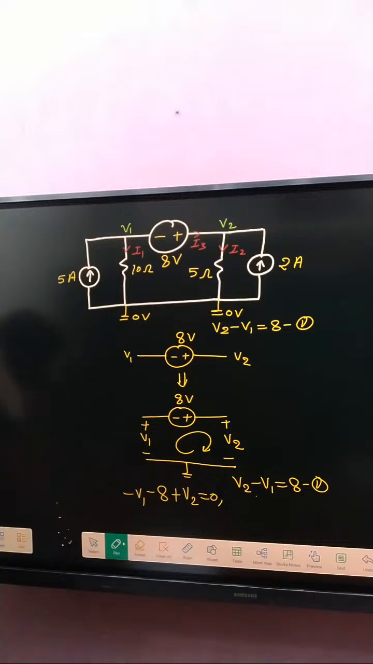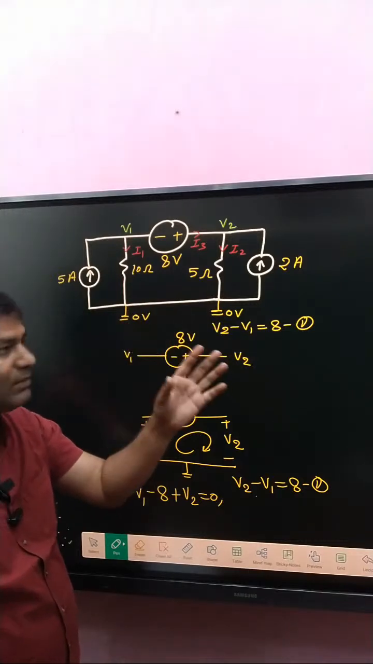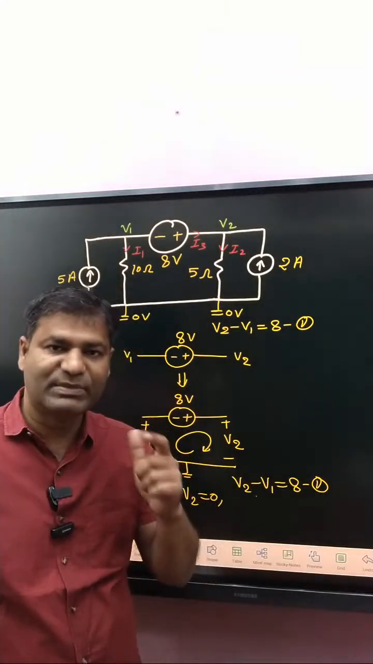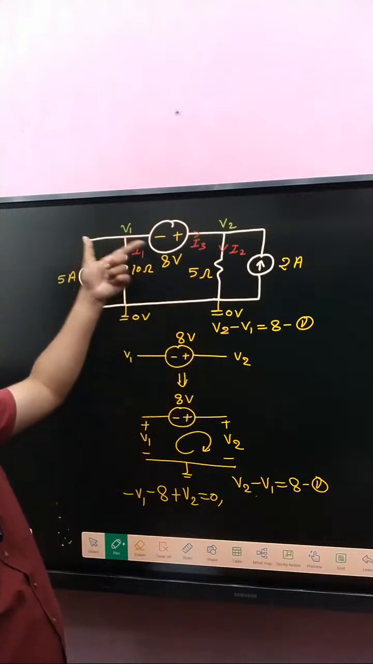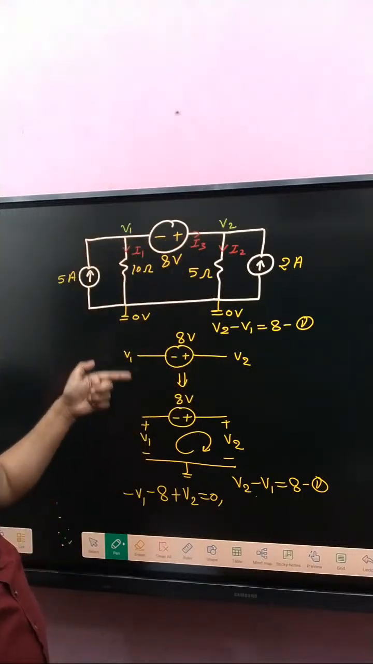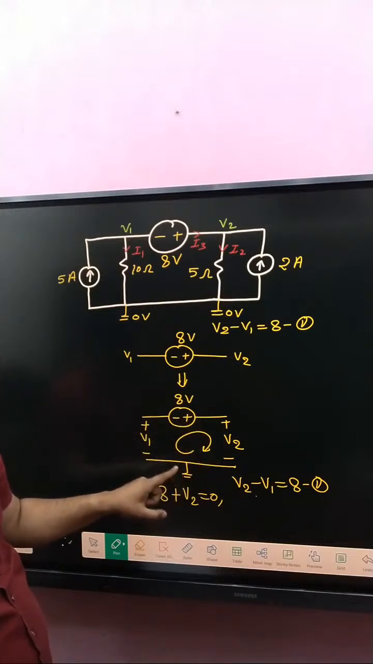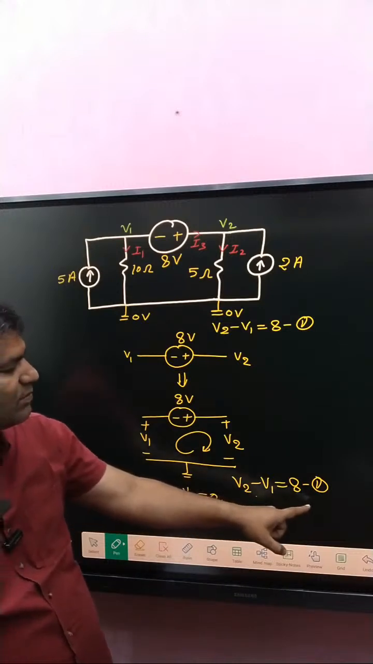Okay, rearrange. So first of all, clear or not? What is the relation between V1 and V2? Suppose you have no idea about the relation between V1 and V2. But I know the meaning of this: if this is given, represent it, with plus and minus with respect to ground. After that apply KVL, then we get the relation V2 minus V1 is equal to 8 volt.